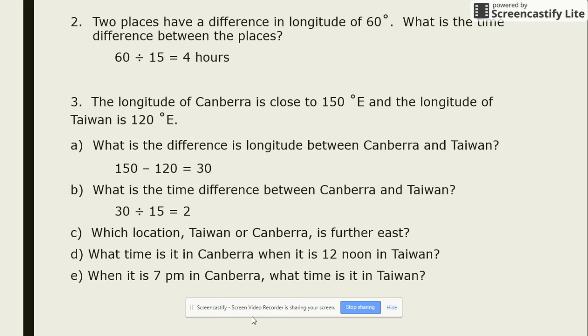When it's 7 o'clock in Canberra, what is the time in Taiwan? And remember, we're further ahead than them. We're 2 hours ahead of them. So what would the time be in Taiwan? If we were 2 hours ahead of them, what's the time in Taiwan? I want you to write that down for yourself.